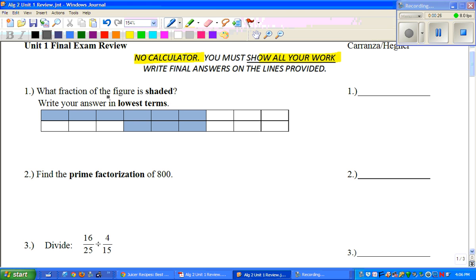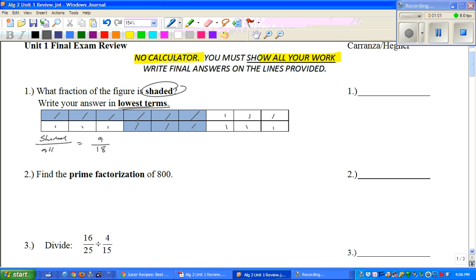Number 1 says, what fraction of the figure is shaded? Okay? And to write your answers in lowest terms. So, this is going to be shaded over all, okay? That's what the fraction is going to be out of. So we got 1, 2, 3, 4, 5, 6, 7, 8, 9. So we got 9 shaded, and then 1, 2, 3, 4, 5, 6, 7, 8, 9, another 9. So that's 9 out of 18, okay?